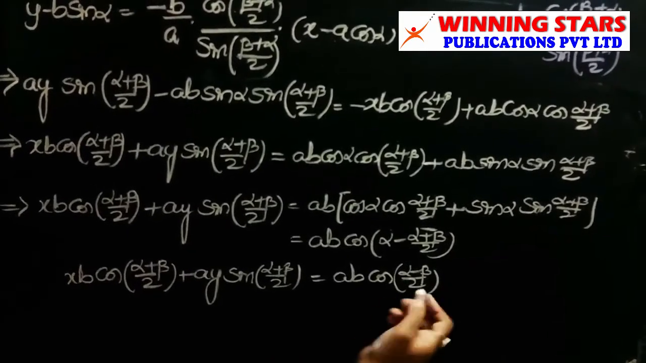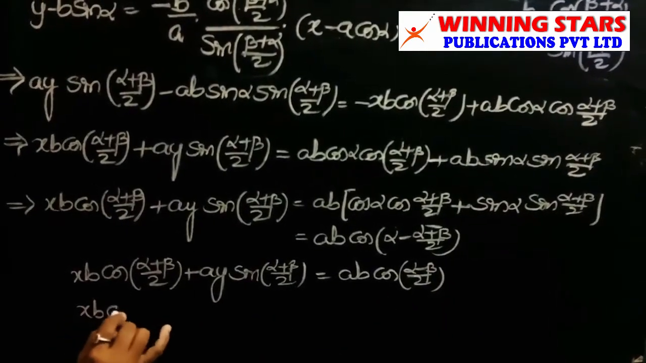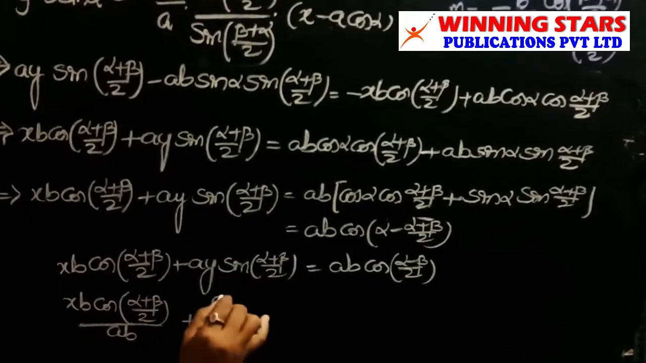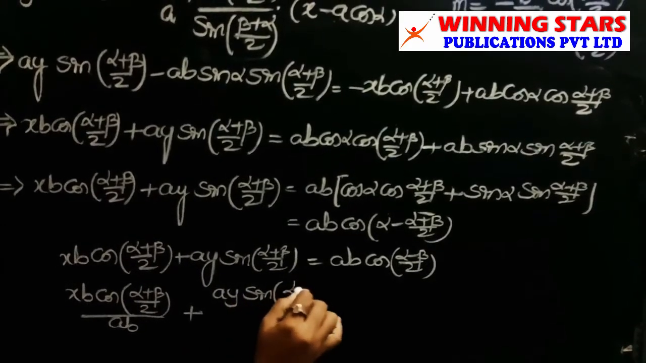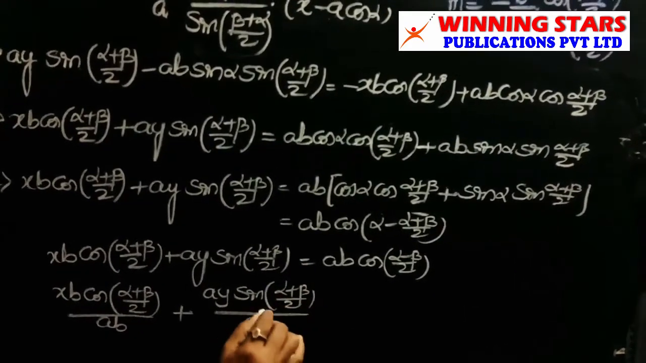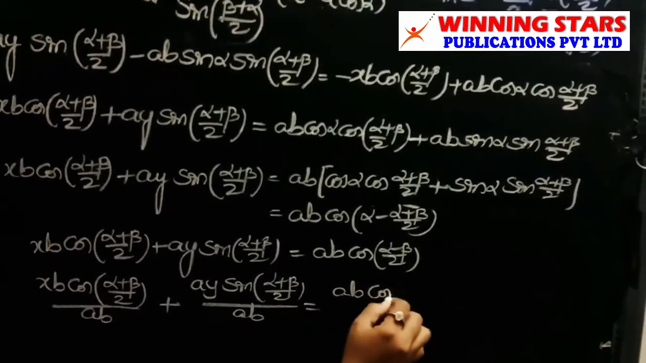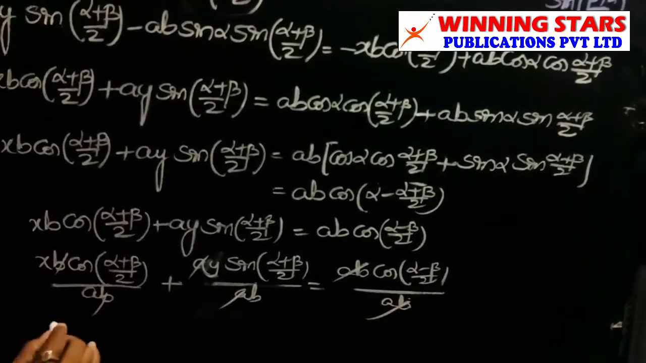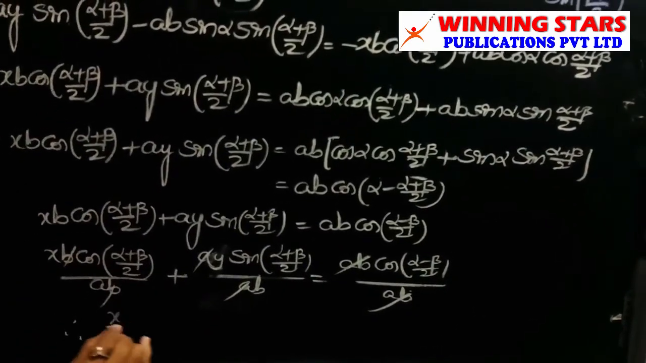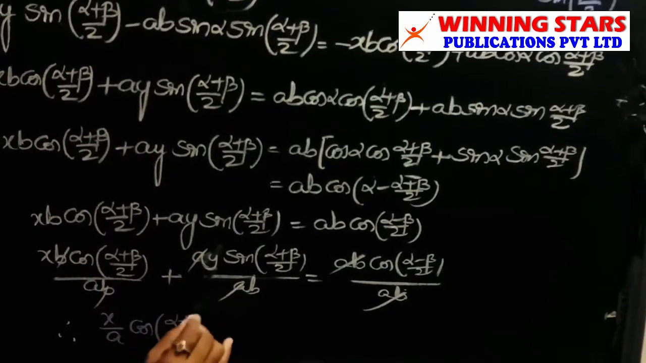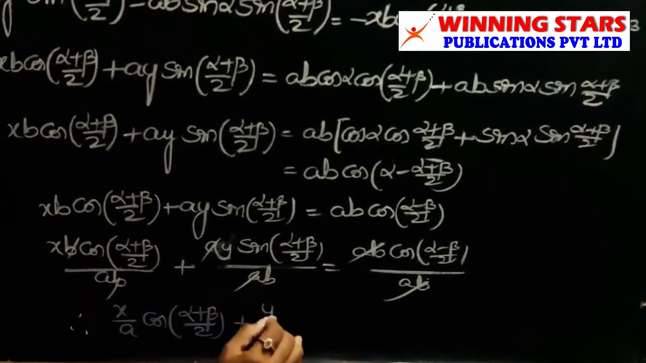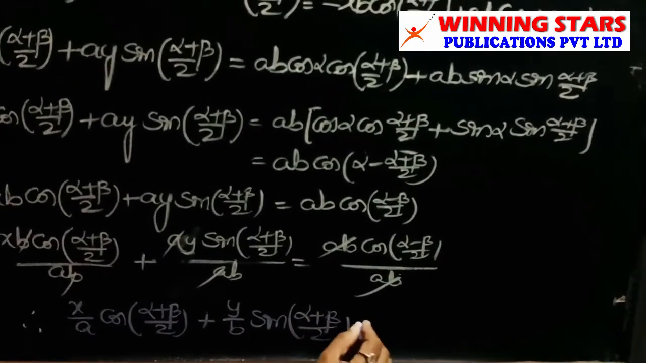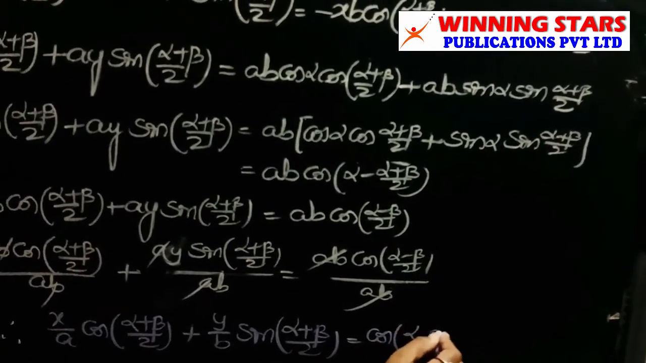Now dividing this whole equation by the value ab, we get xb cos((α+β)/2) by ab plus ay sin((α+β)/2) by ab is equal to ab into cos((α−β)/2) by ab. Therefore, the answer is x by a into cos((α+β)/2) plus y by b into sin((α+β)/2) is equal to cos((α−β)/2). That's all. This is the answer.